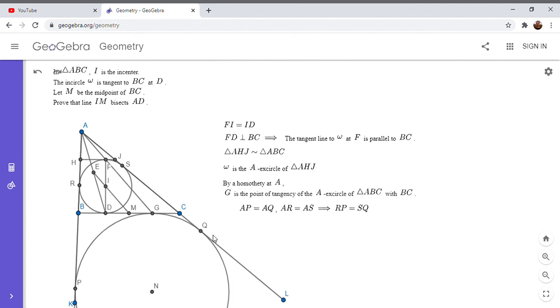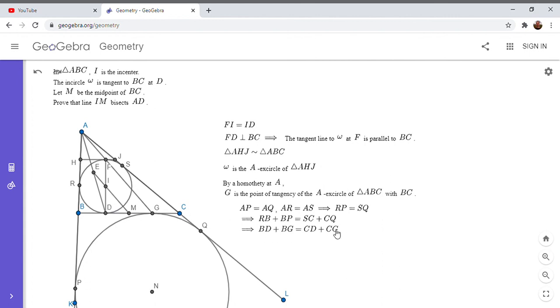Okay, so where do we go from there? If RP equals SQ, we can break each of those up into two segments. So RP is RB plus BP, and SQ is SC plus CQ. All right, so RB plus BP is SC plus CQ. But RB is a tangent to the N circle, and BP is a tangent to the X circle. And we can do the same with SC and CQ. So this means that RB is equal to BD because they're both tangents to the same circle, and BP is equal to BG because they're both tangents to the X circle. So if we rewrite this equation above, we get BD plus BG is equal to CD plus CG.